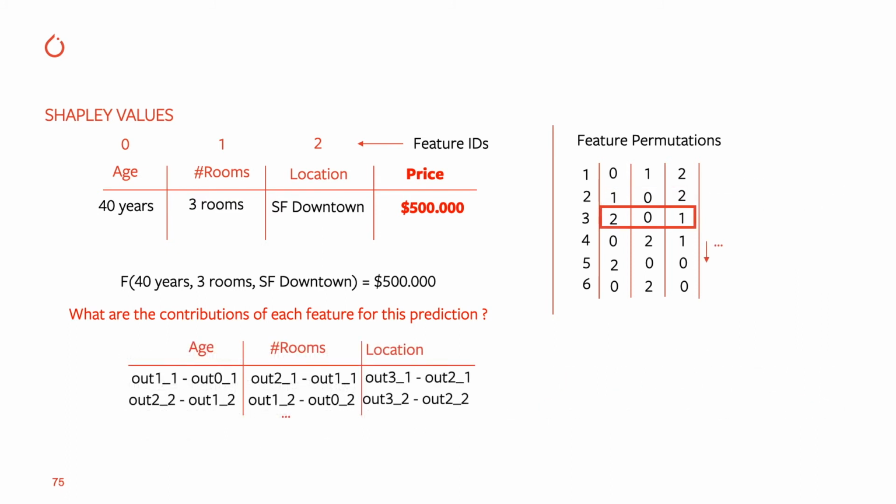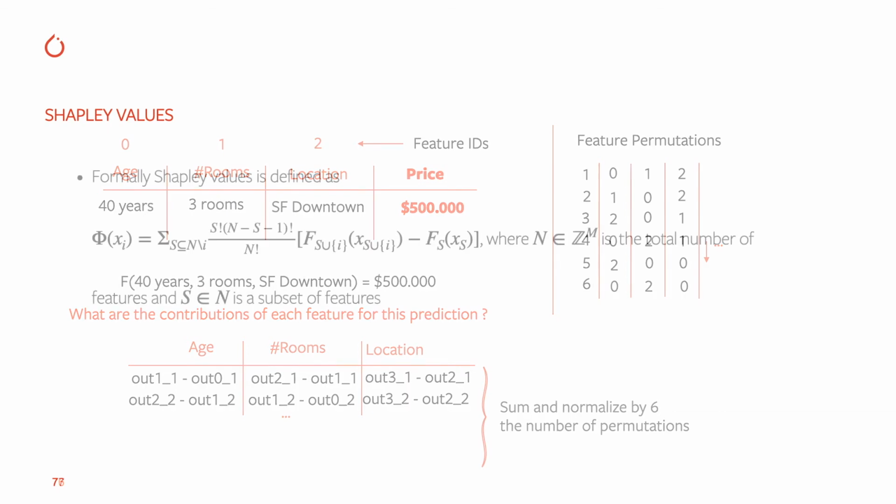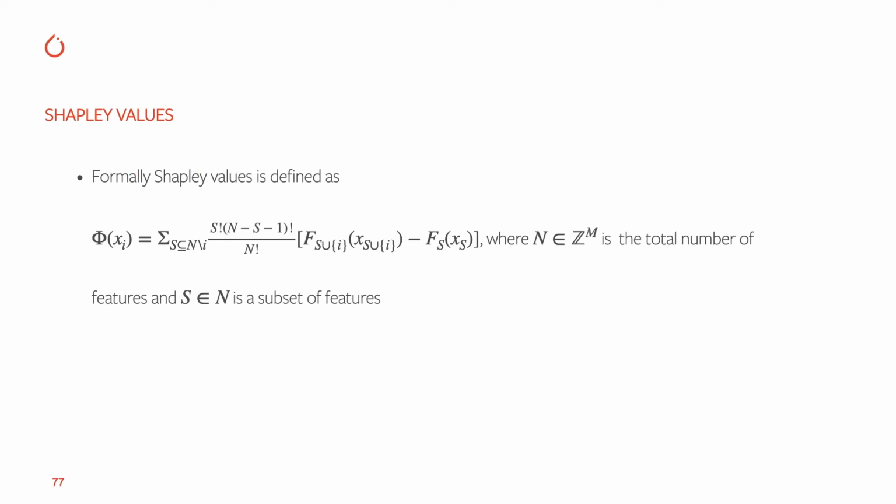So far we have computed feature importance contributions for permutations 1 and 2, but we can do that for all 6 permutations. And when we do it for all 6 permutations, we receive contribution scores for each permutation, in this case 6. In order to compute the Shapley value and the final contribution score, we sum up the contributions for all 6 permutations across all 3 features and normalize that score by the number of permutations, which in this case is 6. So that was an example of Shapley values.